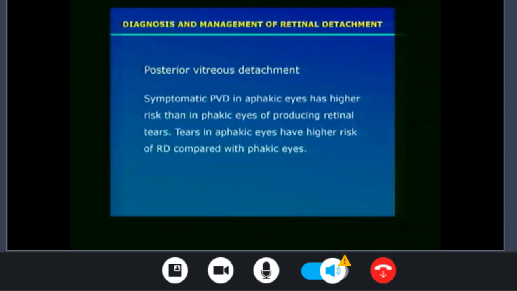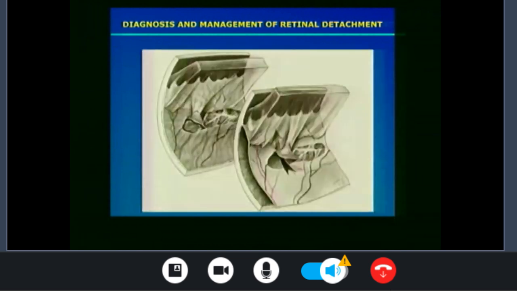Symptomatic BVD, what I mean by symptomatic BVD, is associated with flashes and floaters. Symptomatic BVD in phakic eyes has a higher risk of inducing retinal tears. So this is just a diagram to show you. This is a flap tear. You see the flap? When you see a flap tear, it's always the result of BVD.